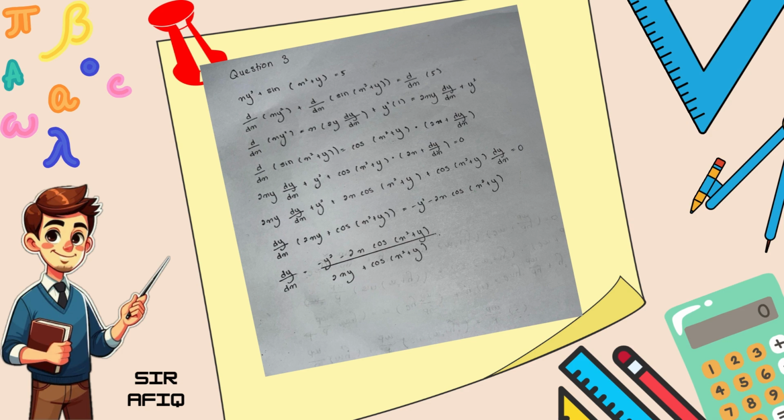Next, we combine all terms and group those containing dy/dx on one side. Finally, we factor and solve for dy/dx, and the answer is negative y squared plus 2x cos(x squared plus y) over 2xy plus cos(x squared plus y).